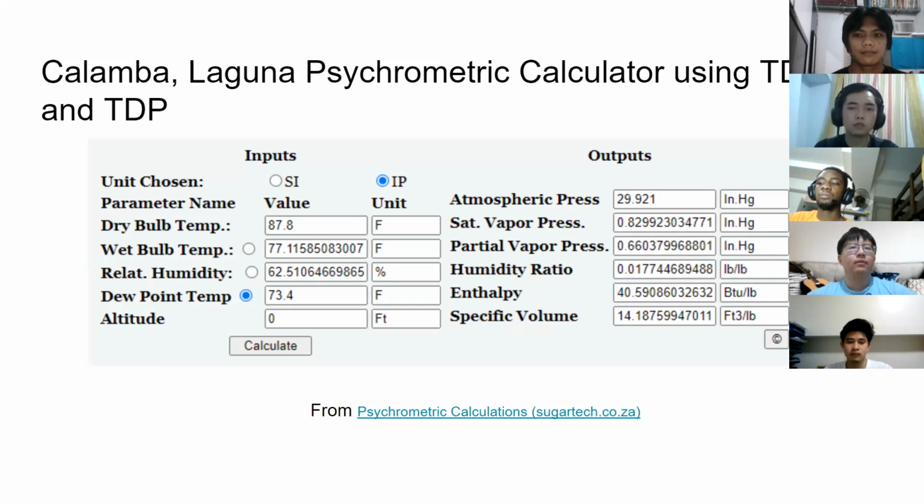Inputting those values and clicking calculate, we could get all of the other properties that we want. Our humidity ratio was in units of pounds over pounds. We had to convert that using an online converter to grains per pound. Then we got all the values and recorded them in our table.